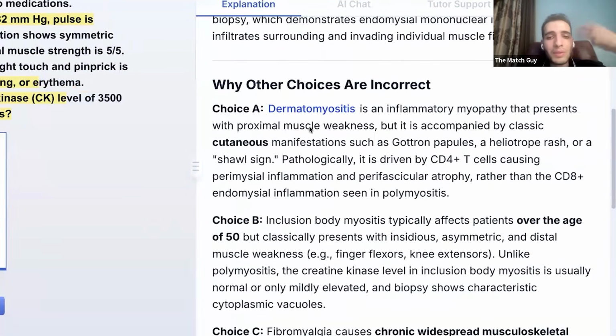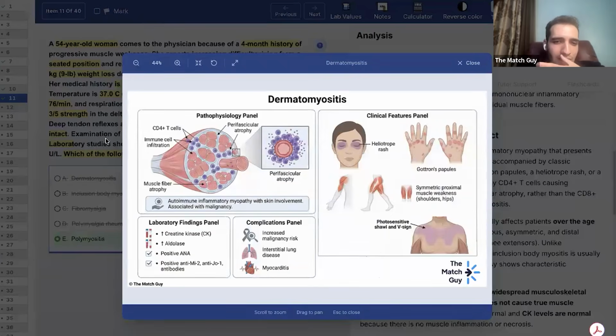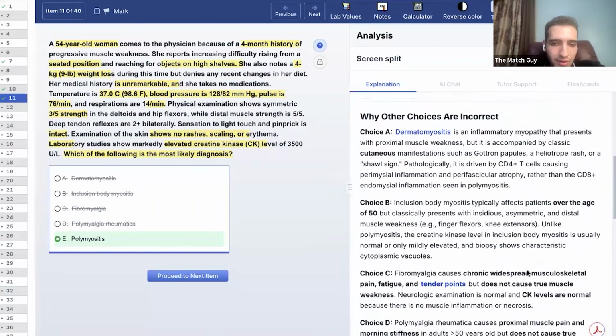Okay. Then we make sure we excluded dermatomyositis for the correct reason. So dermatomyositis will cause what? It will cause heliotrope rash and the Gottron papules, as Nelsa has said, right? It can also cause perimysial infiltration. So I make sure we excluded it for the right reason.